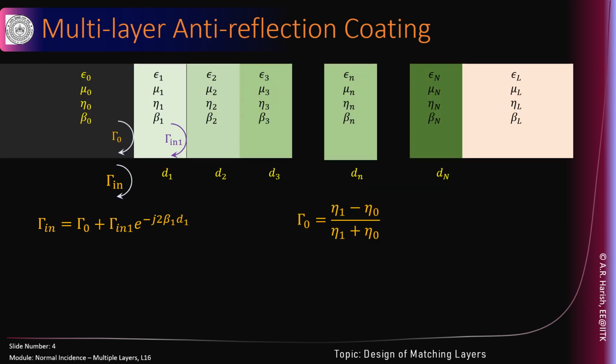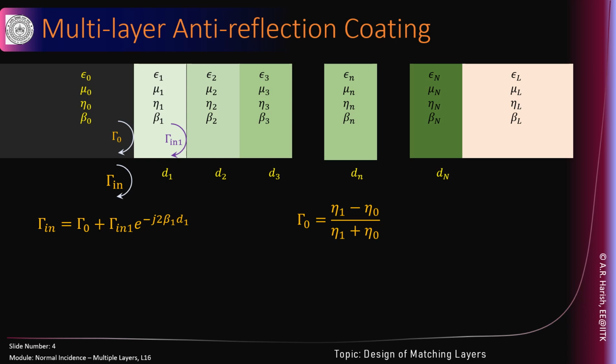Now let's consider multiple layers here. We have a medium from which some light is falling, which in this case we have taken as free space with epsilon naught mu naught, having an intrinsic impedance eta naught and a propagation constant beta naught. It falls on multiple layers, layers 1, 2, 3, 4, etc. up to capital N. Each has epsilon mu of respective values, epsilon 1 mu 1, epsilon 2 mu 2, etc. and intrinsic impedances eta 1, eta 2, eta 3, etc.